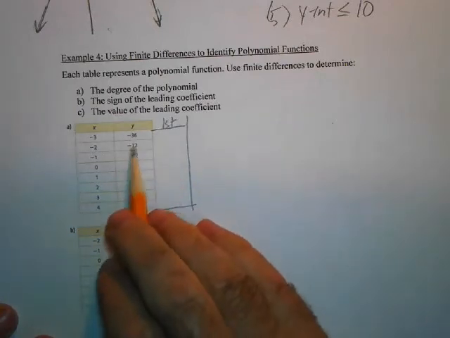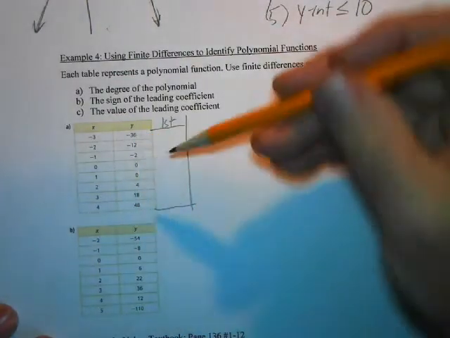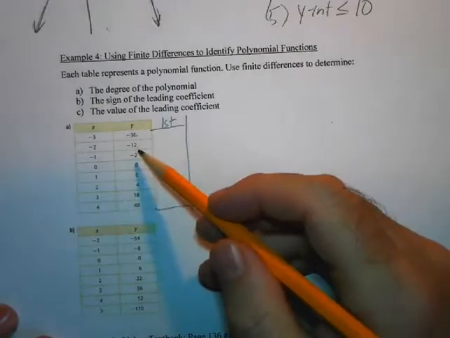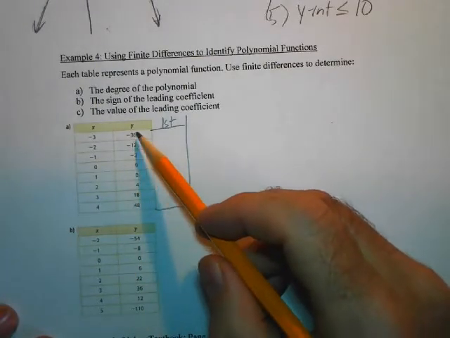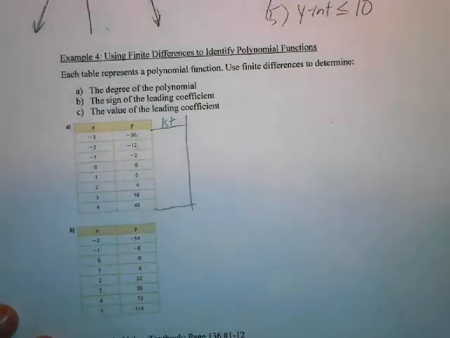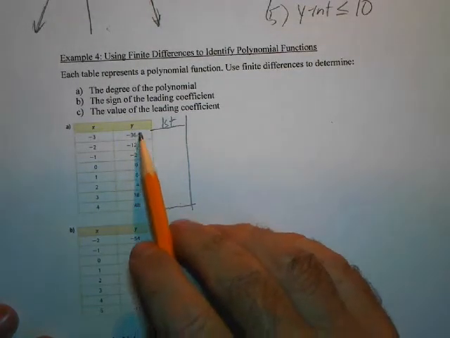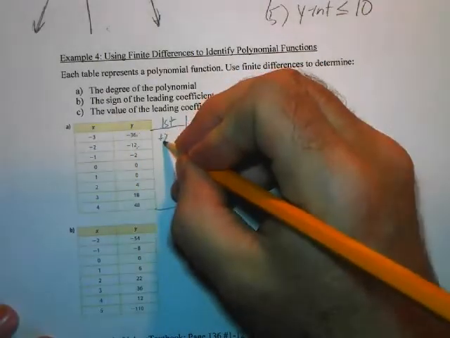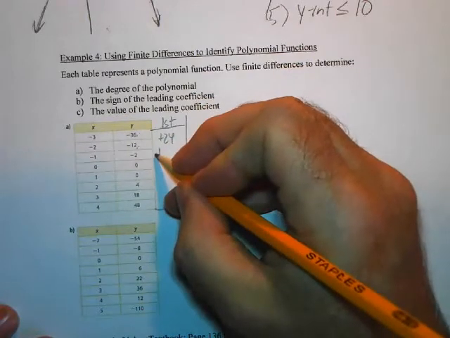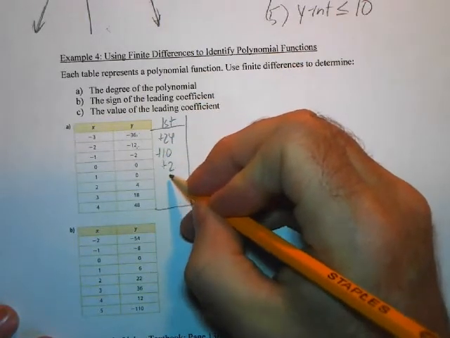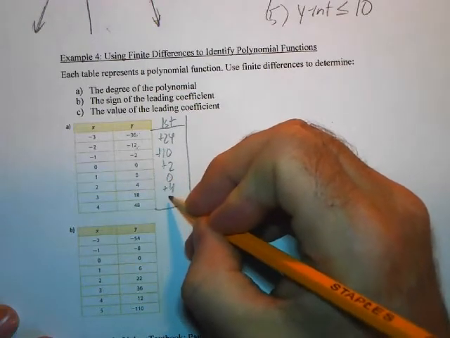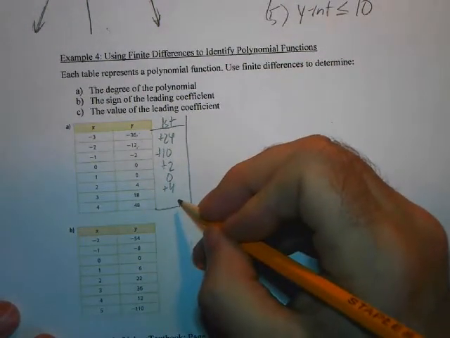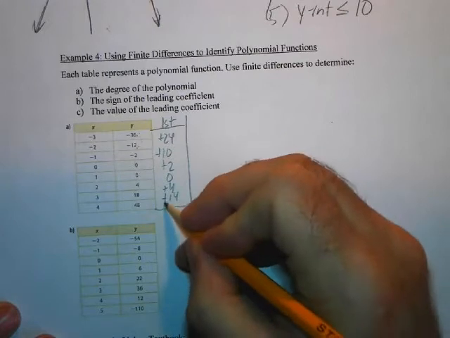So remember, the differences. How did it change going from negative 36 to negative 12? In order to do that mathematically, you take the lower one and subtract the higher one in terms of the table of values. So negative 12 minus negative 36, that's the same as negative 12 plus 36, so that's positive 24. And if we keep going, we got plus 10, plus 2, 0, plus 4, plus 14, and then plus 30.